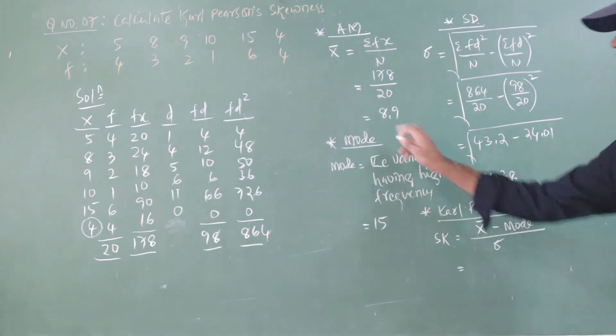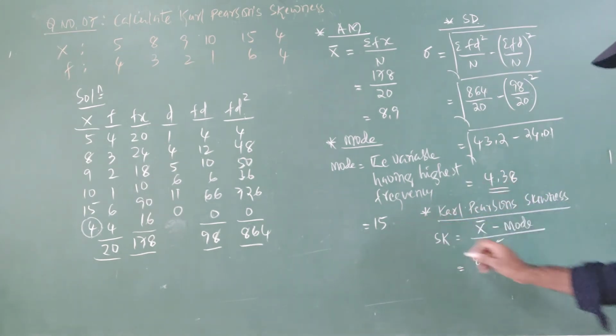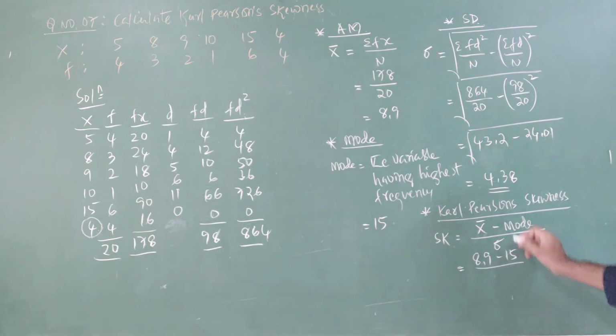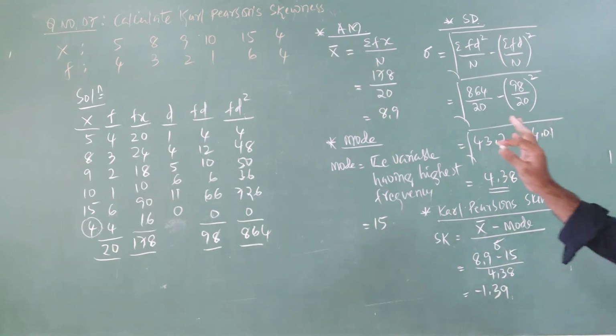Mean is how much here? 8.9. What is mode? Mode is 15, divided by 4.38, the standard deviation. So 8.9 minus 15, divided by 4.38. The answer is minus 1.39. So this was the answer for your entire problem.